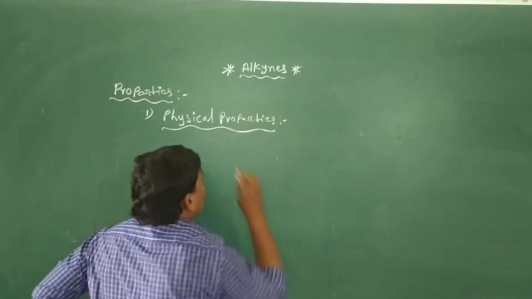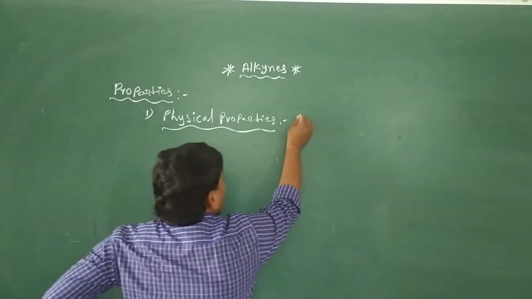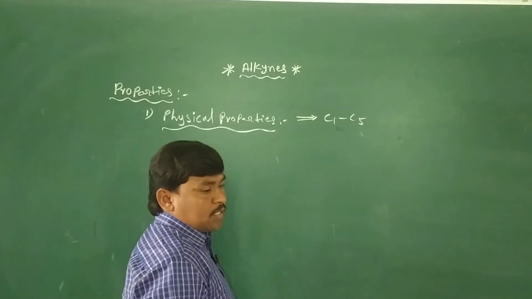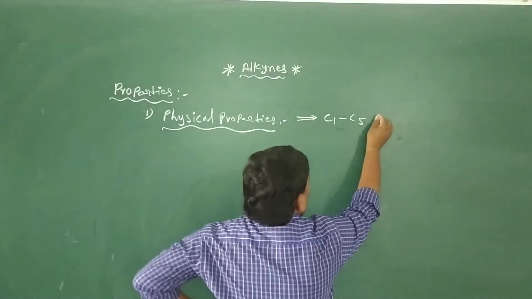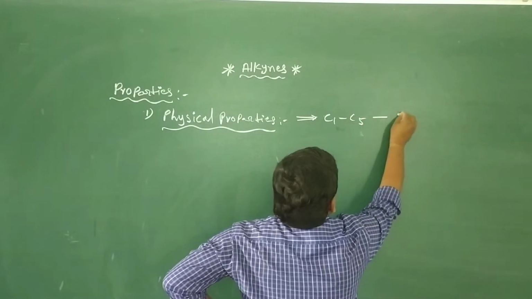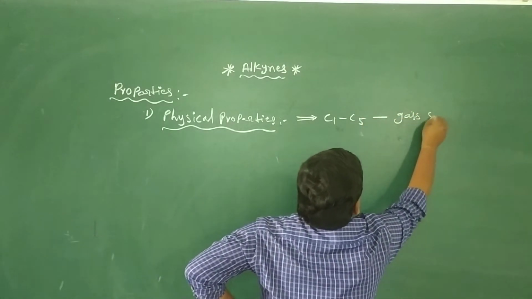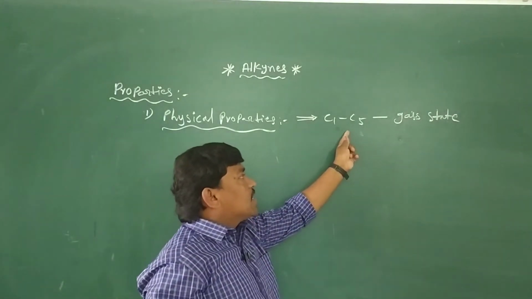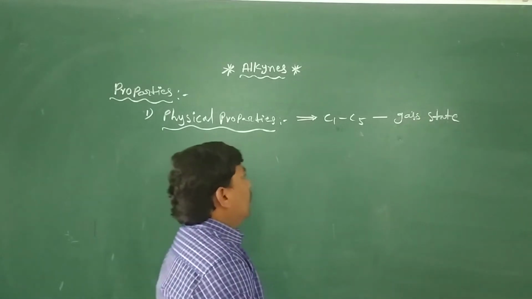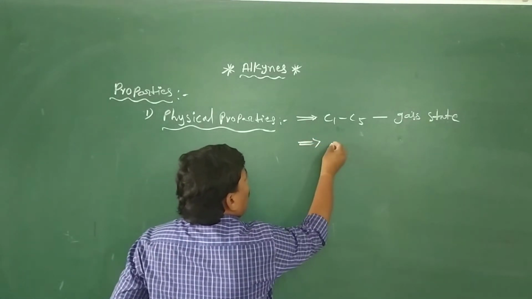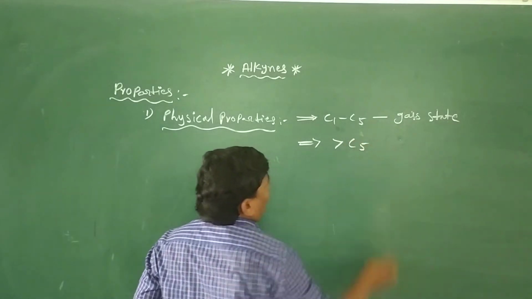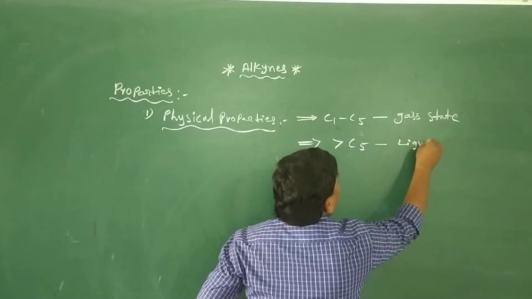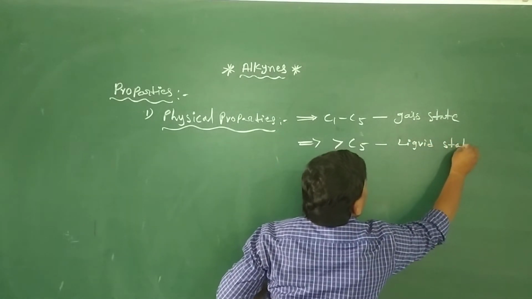Now, physical properties. C1 to C5 alkynes are available in the gaseous state. More than C5 alkynes are available in the liquid state.